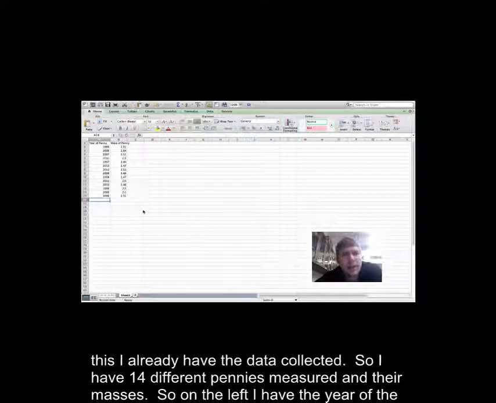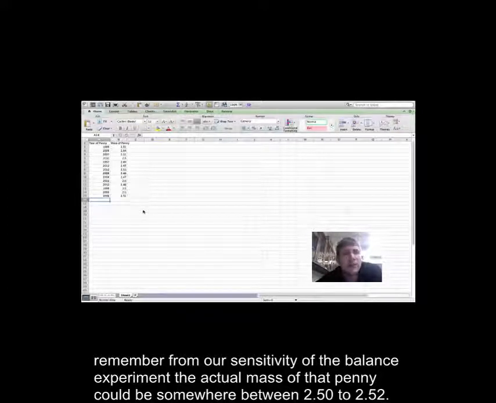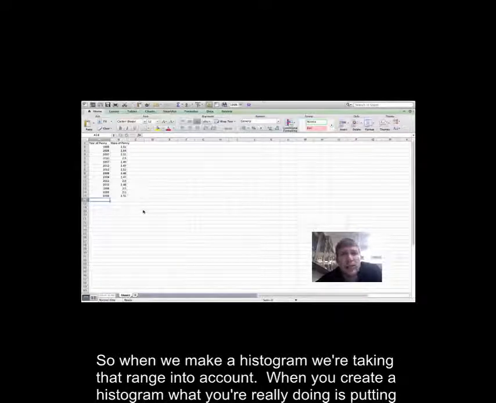To do this, I already have the data collected. I have 14 different pennies measured and their masses. On the left I have the year of the penny, and on the right column I have the mass of the penny. Looking at that first mass, we see the mass is 2.51 grams. Now remember from our sensitivity of the balance experiment that the actual mass of that penny could be somewhere between 2.50 to 2.52. So when we make a histogram, we're taking that range into account.